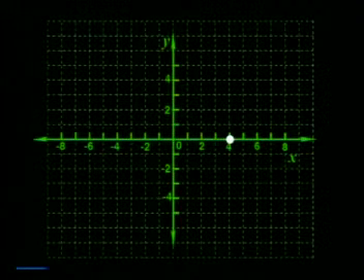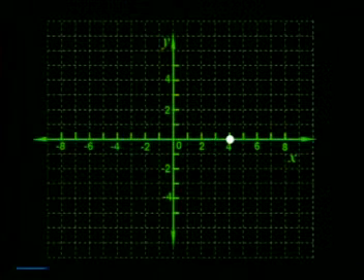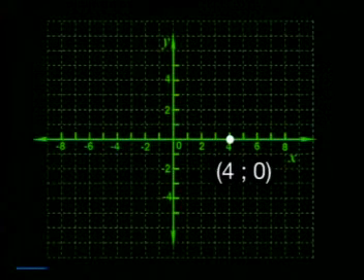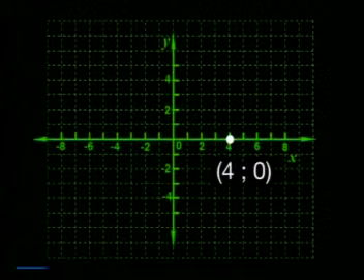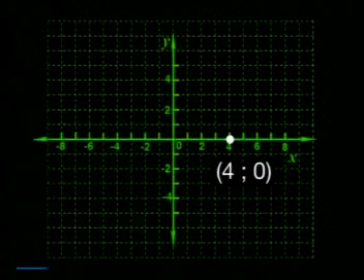Now for the last one. What's this? (4, 0), because the x-coordinate is 4 and we haven't moved on the y-axis, so the y-coordinate is 0.